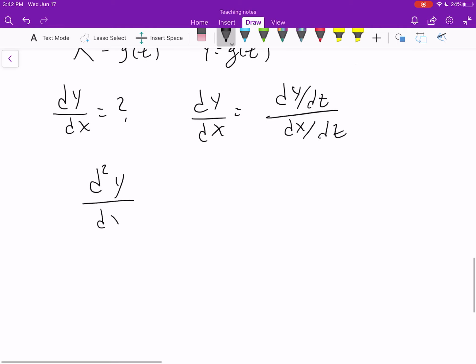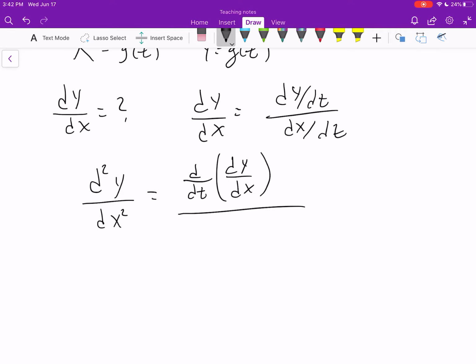You also have the second derivative, d squared y dx squared. Instead of just turning those both into second derivatives, that's not what it is. You have to do this. It's going to be d by dt of dy dx, over dx dt. The idea is you'll take this and plug it in there. That's a little more complicated, but it's doable. You just have to remember that it's not just taking the second derivative of both of those things.